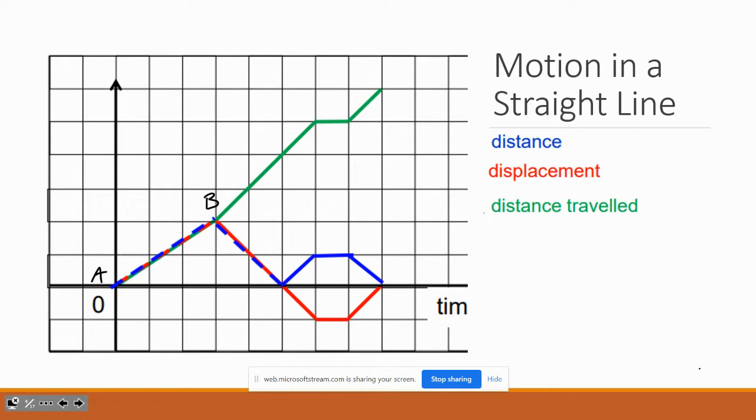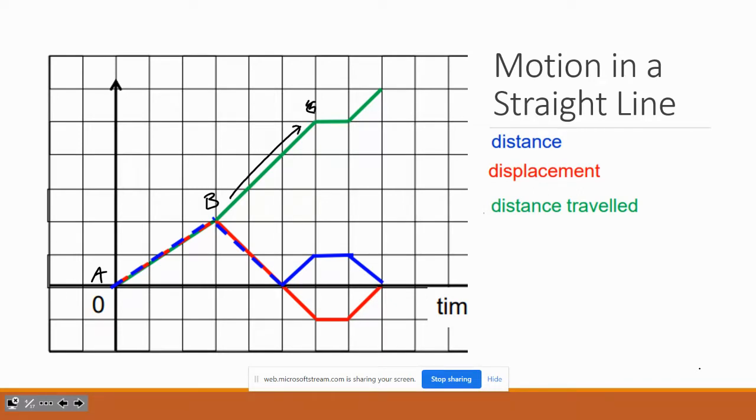At that point, our graphs diverge. Now, the distance is telling us the total distance we are away from where we started, so that's going to reduce. And the displacement tells us where we are in relation to where we started, with a positive direction. So that's going to reduce as well. But we're still traveling, so our total distance traveled is going to increase.